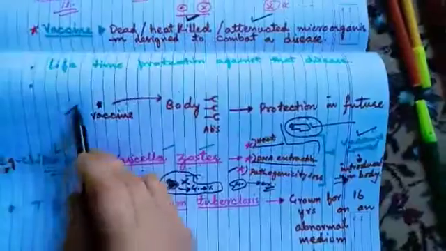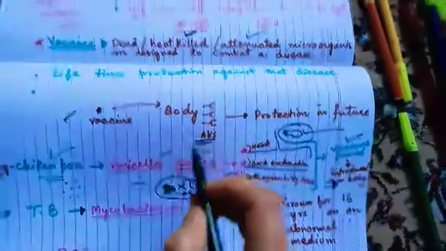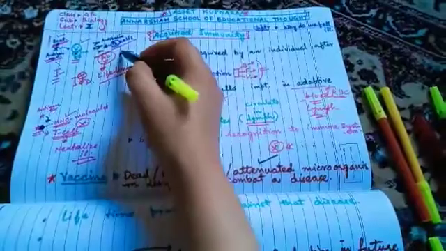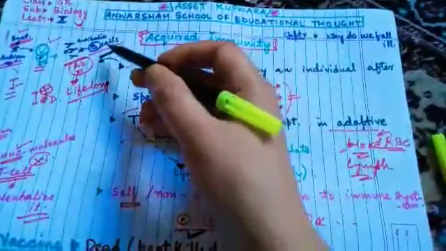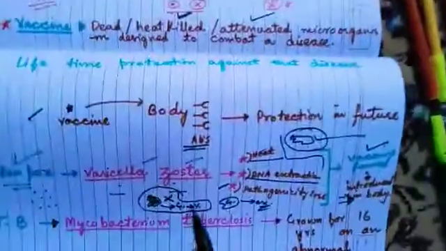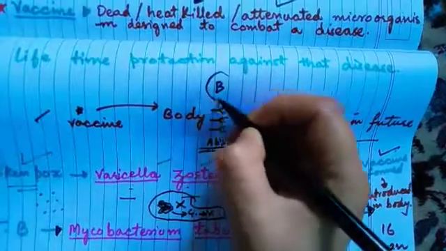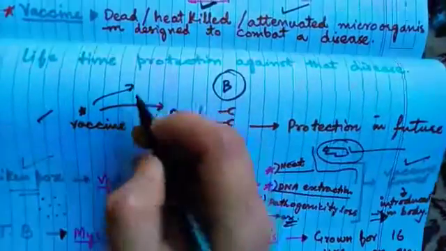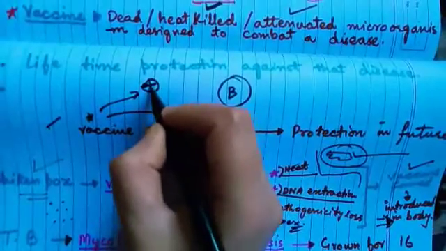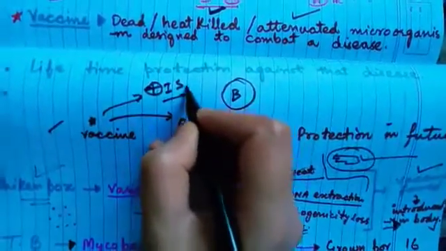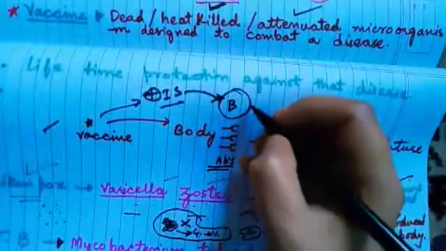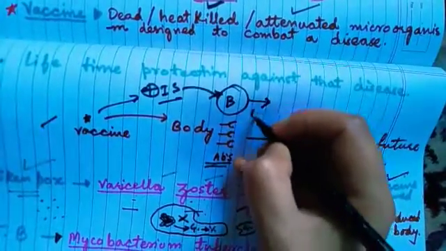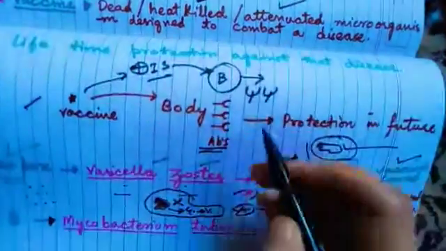When a vaccine is introduced in the body, as I have explained for how B cells generate antibodies, in the same way this vaccine activates our immune system, and the immune system activates our B cells, and B cells generate antibodies against that pathogen. The antibodies give lifetime protection to the person for the future.